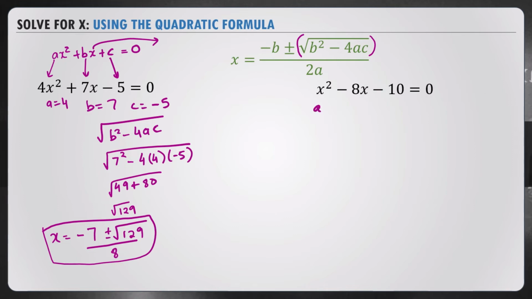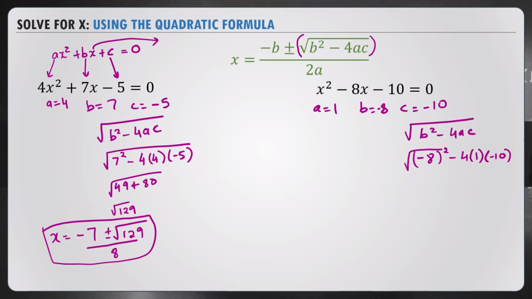Okay, we have here now a is equal to 1, b is equal to negative 8, and c is equal to negative 10. First thing we do is solve the determinant, which is b squared minus 4ac. b is negative 8 squared minus 4 into 1 into negative 10. We solve that and we get 64 plus 40, which adds up to 104. So basically the determinant is square root of 104.